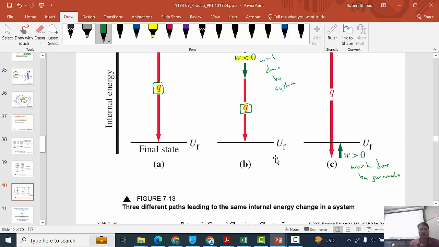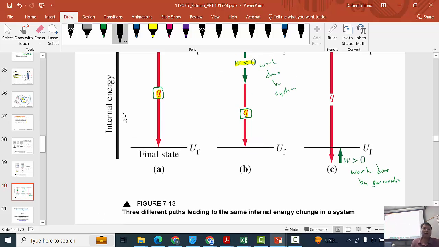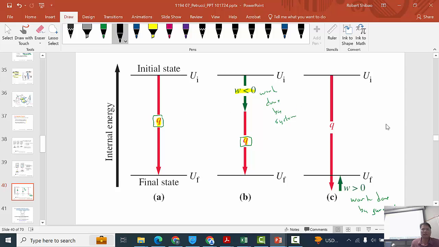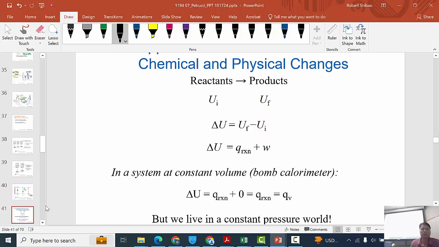You could think of a battery. If you have a battery, does it always give off the same amount of heat and the same amount of work? No, it depends on what you put the battery in. If you put it into a little electric toy, you might get a lot more work than if you put it into a flashlight or an electric heater. And so we'll look at these things. So the point of this being that internal energy change, delta U, is fixed. However, the amount of heat and the amount of work is not fixed.